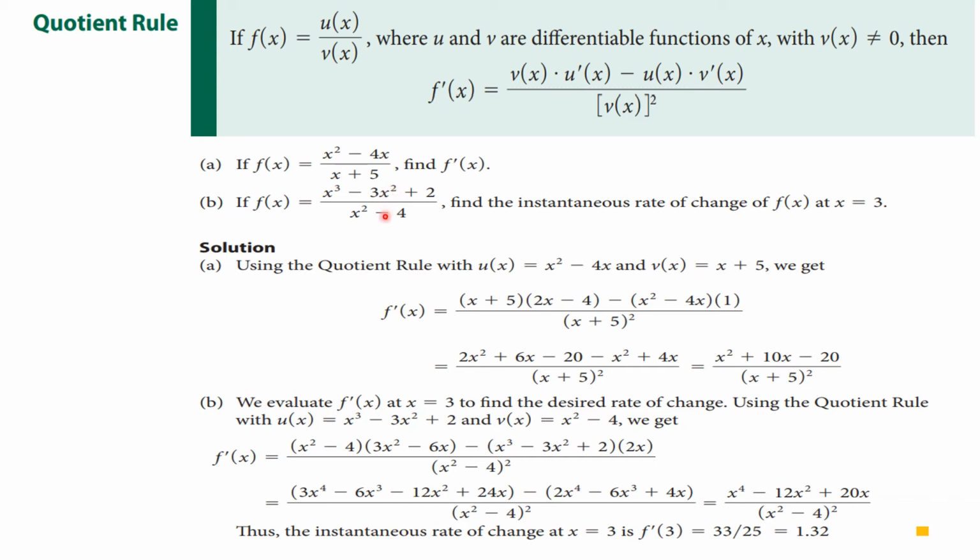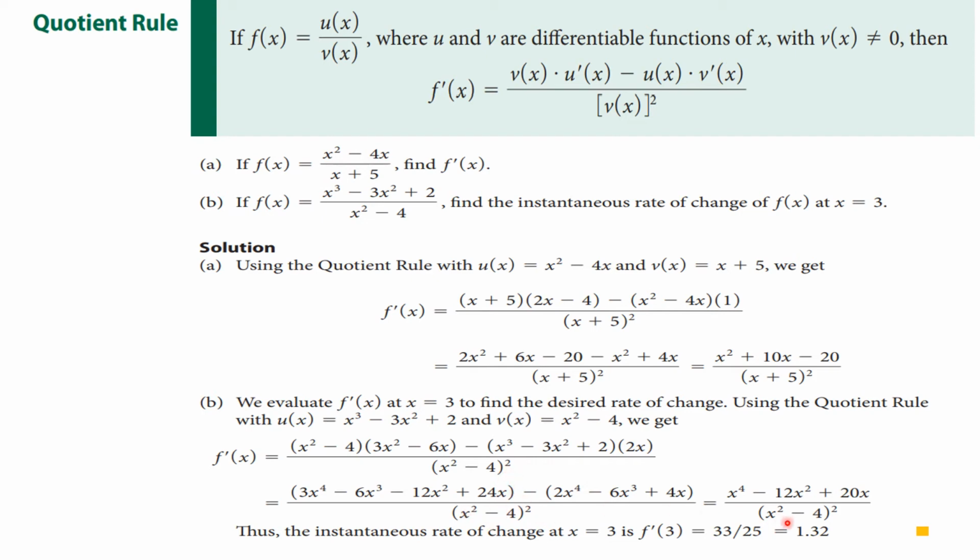Since it is a fraction, we have to follow the quotient rule. We assume that this is u(x) and this is v(x). So first we write down v(x), which here is x² − 4, times u'(x). The derivative of u will be 3x² − 6x, then minus u(x), which is x³ − 3x² + 2, times v'(x). So v'(x) here is 2x, and then divided by (x² − 4) whole squared.